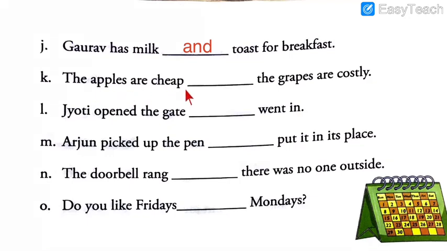Sentence K. The apples are cheap, dash the grapes are costly. So here you will have to think. You will have to read the sentence before the blank and after the blank. I'll give you 5 counts and I hope that till then you will get the answer. Your time starts now. 1, 2, 3, 4, and 5. I hope you got the answer. The apples are cheap, dash the grapes are costly. But the grapes are costly, because here again opposite ideas are there. So but will be the correct answer here.